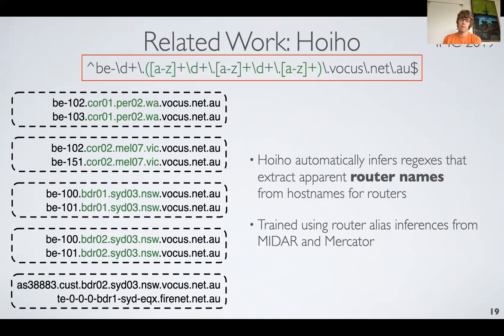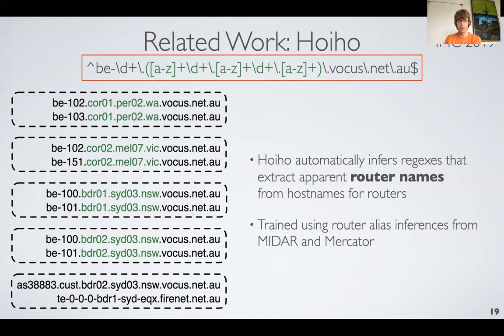And last year in IMC, we published a paper that inferred regular expressions that extract apparent router names from host names for routers. A router name is a string that is common between host names that belong to the same router and unique to that router. The goal of this was to be able to use the host names to reason about router aliases when router alias techniques were not usable on those routers because the router either didn't respond to probes or didn't behave in the expected way.